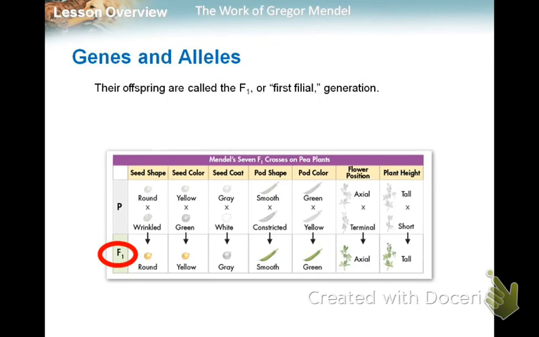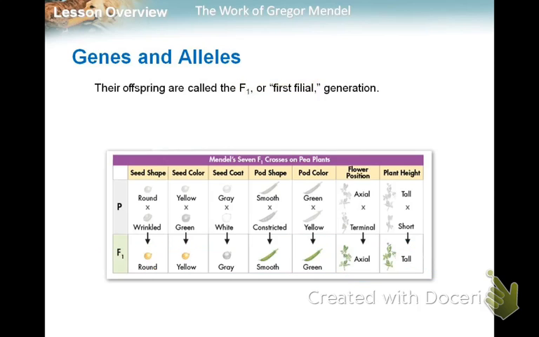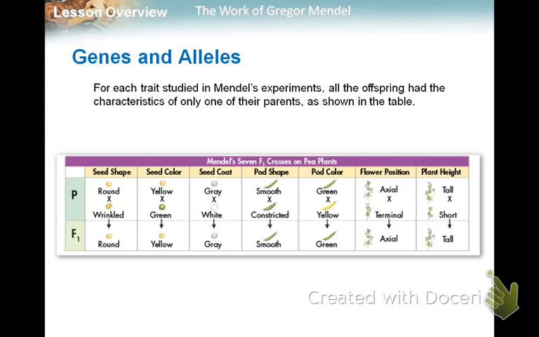The offspring of the parental generation are called the F1, or first filial generation. You just have to know F1. So the results he saw here were these. In other words, if you cross a plant with round seeds and a plant with wrinkled seeds together, you end up with the offspring all round seeds, and so on and so forth. So what you see happening is all the offspring had the characteristics of only one of their parents.